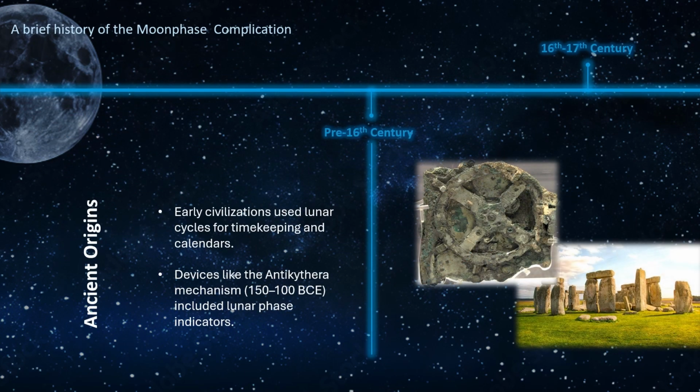Ancient origins. The moon in timekeeping. The moon has been a fundamental timekeeping tool for civilization since antiquity. Early societies relied on lunar cycles to track time, create calendars, and plan agricultural activities. The lunar month, approximately 29.5 days, was a natural way to divide the year. Ancient devices like the Antikythera mechanism, circa 150–100 BC, included lunar phase indicators, showcasing the early integration of moon phase tracking into mechanical systems.